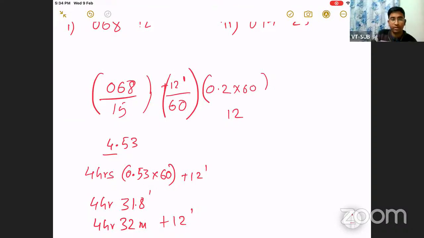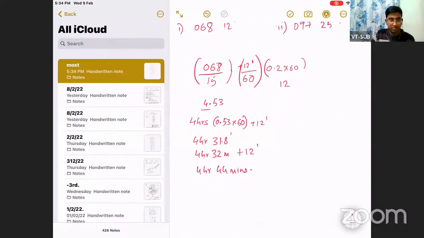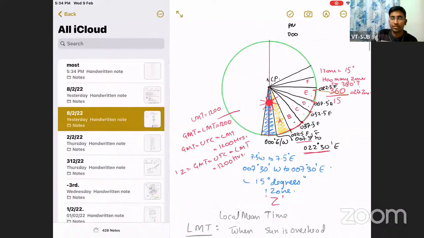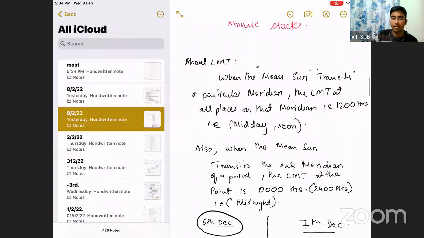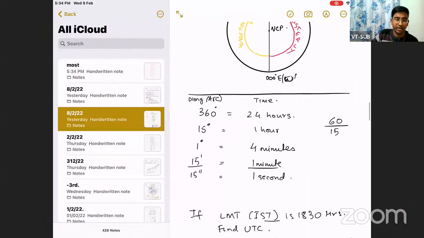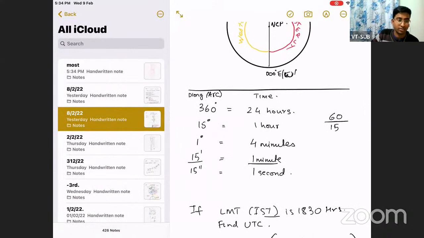So sir, I think it would be divided by 15. Give me a suggestion. Yes, okay, 15. Why 15? Sir, because we take 15 degrees as 1 hour and 15 minutes of the arc length as 1 minute of time.